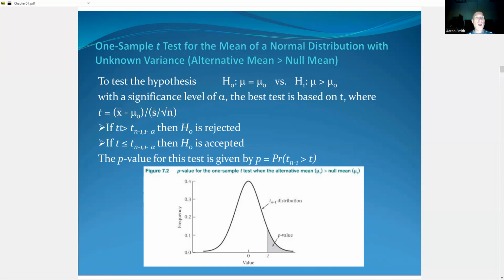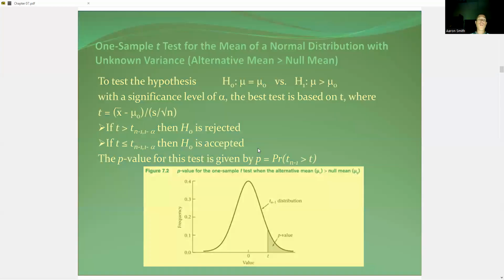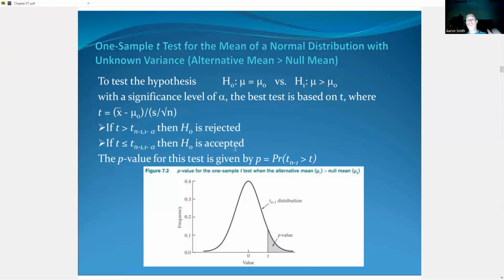If T is greater than the cutoff, then the null hypothesis is rejected. If T is less than or equal to the cutoff, then we fail to reject the null hypothesis. The p-value for this test is given by the probability that t sub n minus 1 is greater than T, like that.